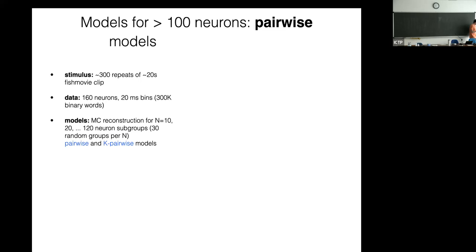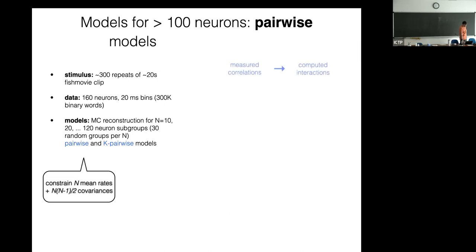And so we build two types of models. We build the same one that I showed you for the small group, the pairwise Ising model, and I'll show you how it works. And then we generalize it to the K-pairwise model, meaning a maxent model that constrains the means, the correlations, and this joint synchrony statistic. And you will see why we did this last bit. Okay, so the pairwise model constrains N mean firing rates and N choose two covariance elements.